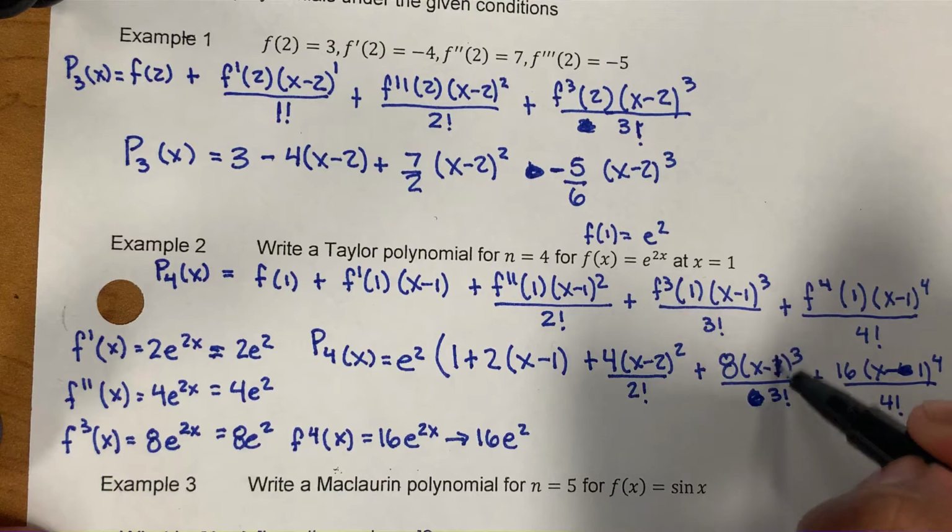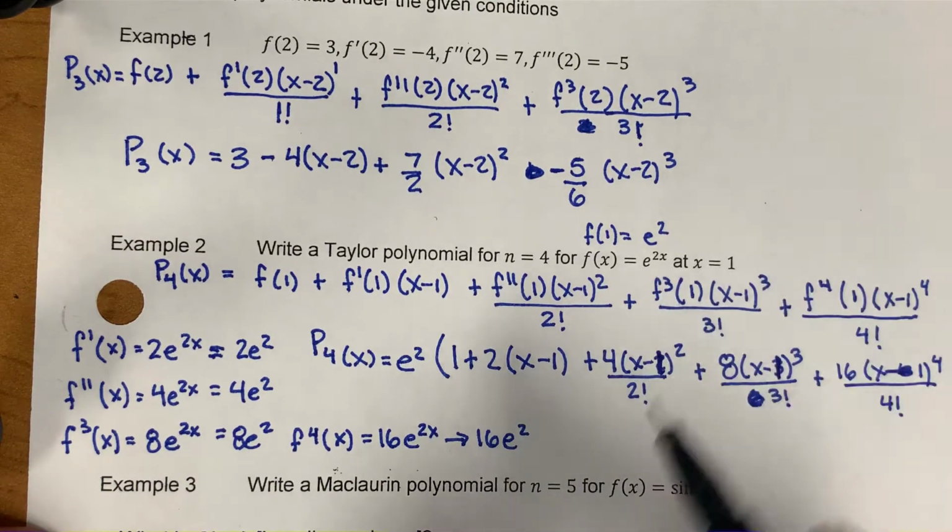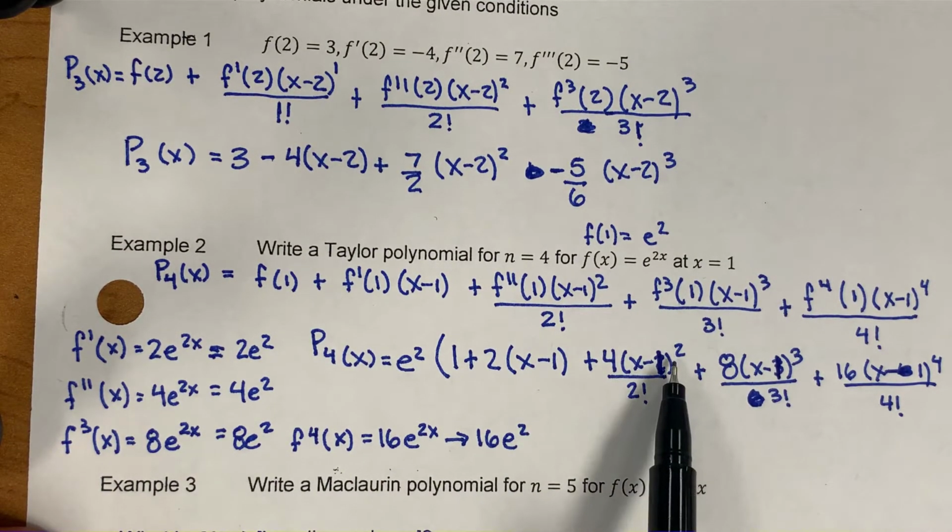All of these should be centered at 1. So this should be a 1 and this 2 should be a 1. I just went up because of the exponents.